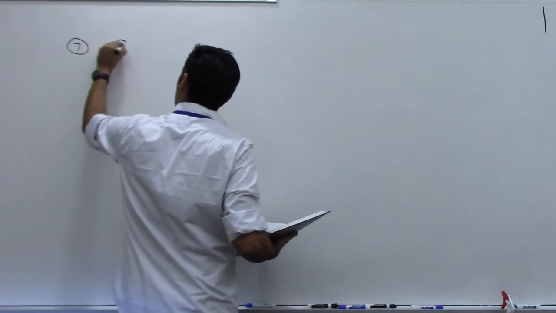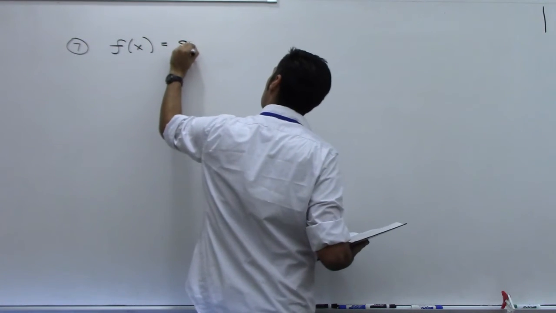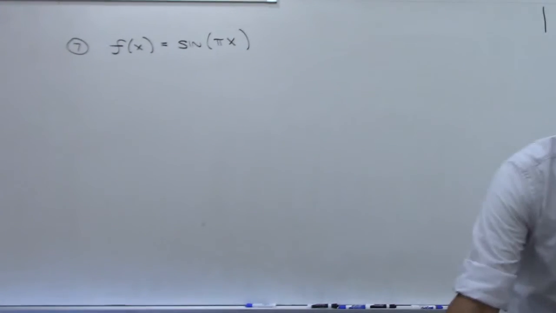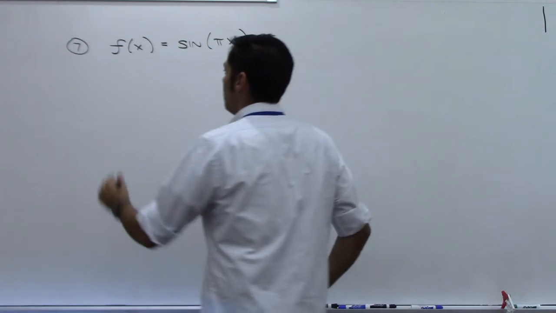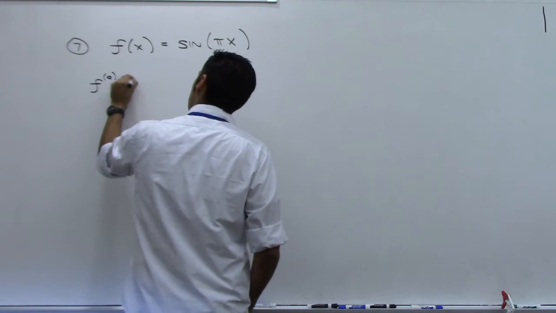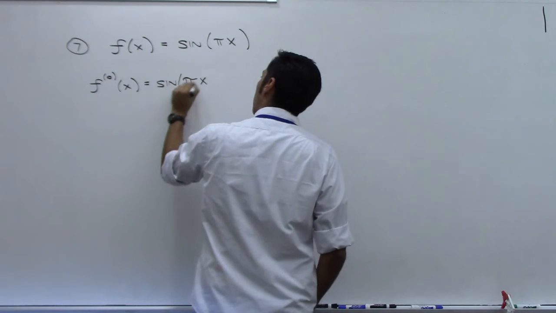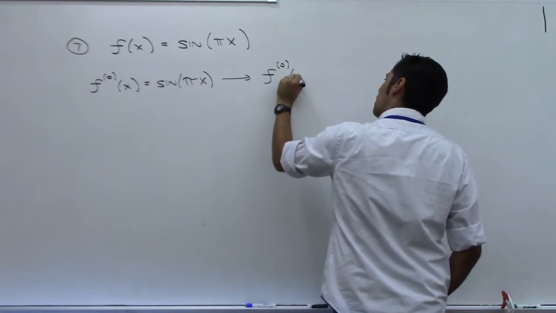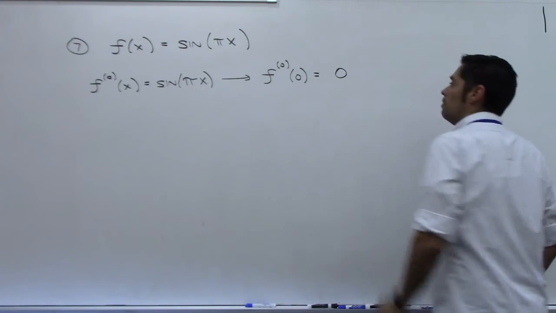All right, f of x equals sine of pi x. Okay, this is going to be interesting. All right, so we should be able to rewrite this. Let's just start taking a look at the derivatives. So the 0th derivative of this function is just the function itself. And if I plug 0 into this, sine of 0 is 0.